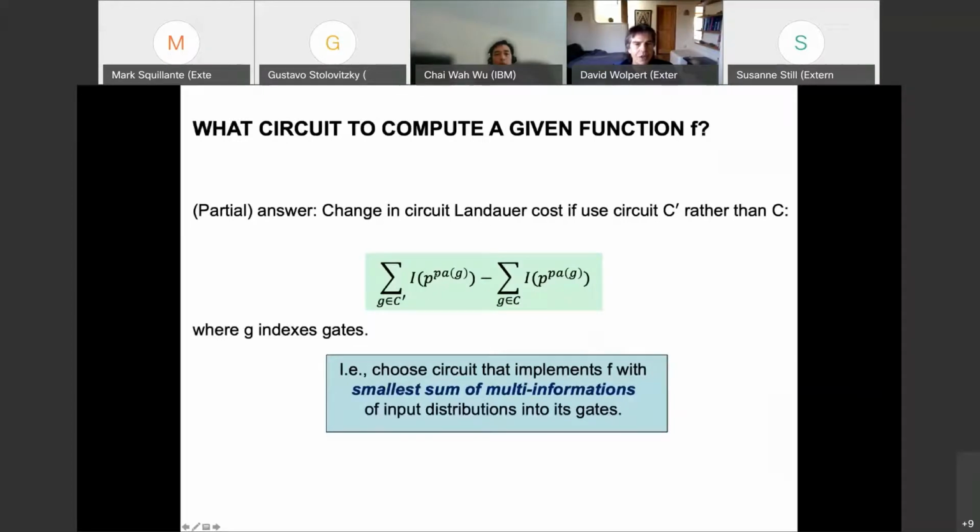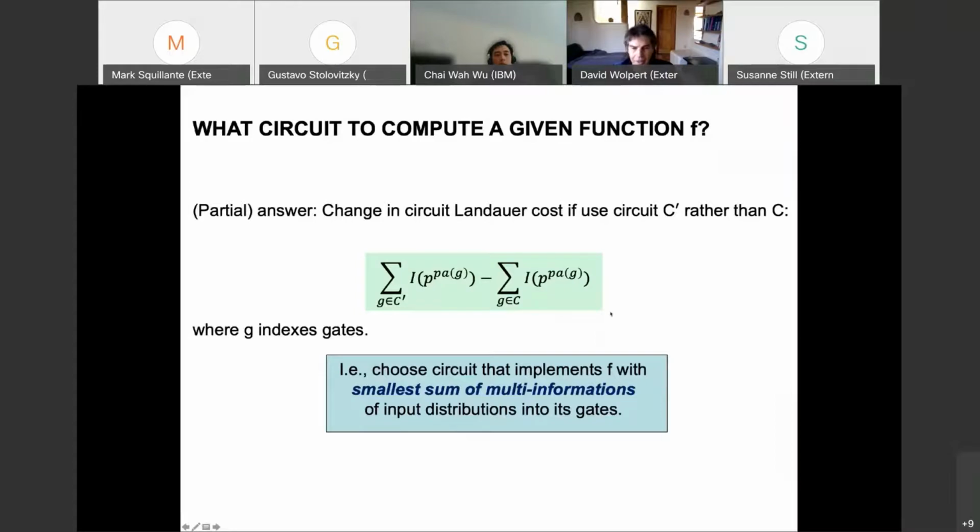So, given that notation, here is something that you can derive. If you've got a digital circuit with no loops and no branches, then if I go from one such circuit, C, to another one, C prime, the change in the total Landauer cost is given by the sum over all the gates of the multi-informations over the parents of all the gates, for C prime and C. So what that's telling you is that the solution to your optimization problem is to choose the circuit that implements your desired Boolean function with the smallest sum of multi-informations.